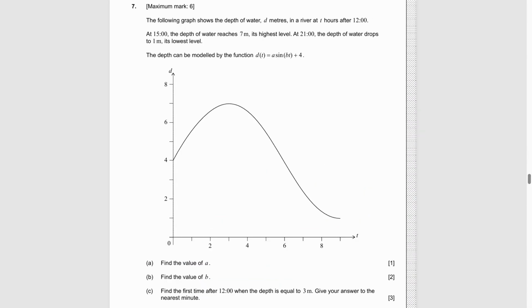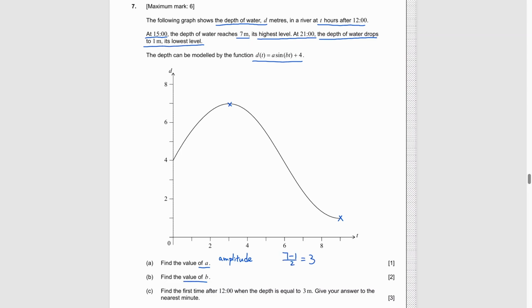Question 7. D is the depth of water, and T is the number of hours after noon. At 3 o'clock in the afternoon, the depth is 7 meters, which is the highest level, and at 9 o'clock in the evening, the depth is 1 meter, which is the lowest level. This can be modeled by a trigonometric function. For part A, we want to find A, the amplitude of the function. That is just the maximum minus the minimum, divided by 2.